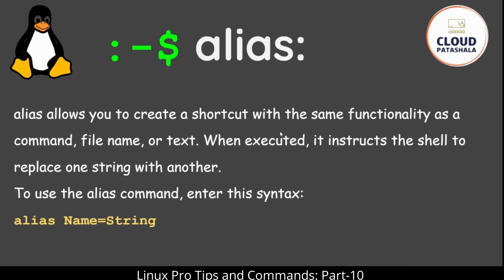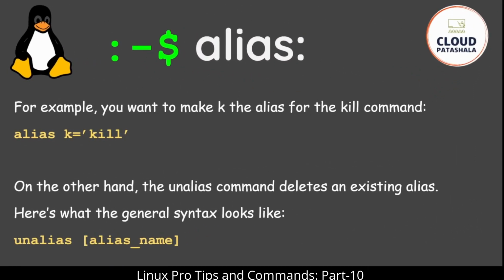The next command that we would be looking into is called alias. Alias allows you to create a shortcut with the same functionality as the command, file name or text file. When executed, it instructs the shell to replace one string with another. To use the alias command, you just have to enter the following syntax: alias, the name that you want to give it, and the string which you want to assign it with. For example, if I want to give an alias for the kill command, I could say alias k is equal to kill.